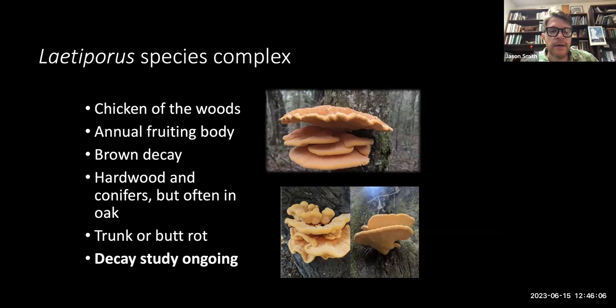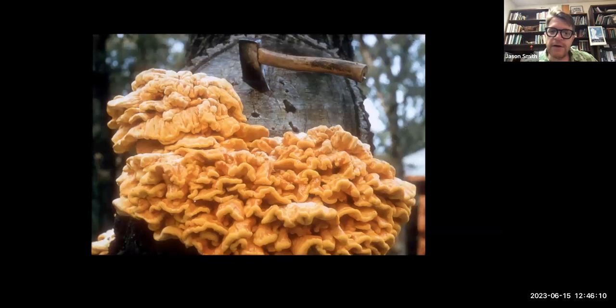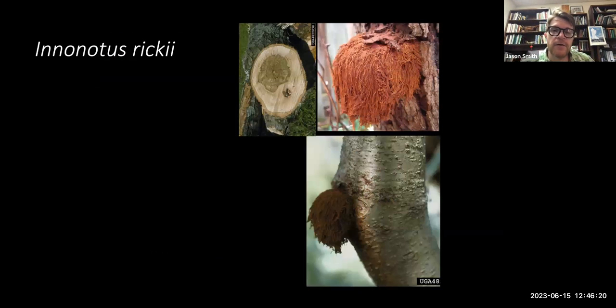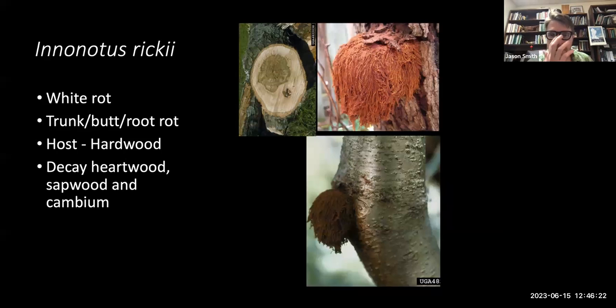Okay. So we've been doing some research on this one, but I just wanted to point it out. This is what it looks like, very distinctive. It is edible. That's why it's called chicken of the woods, but it's a serious canker rot organism on living trees. Some other canker rots we see: Inonotus rickii.